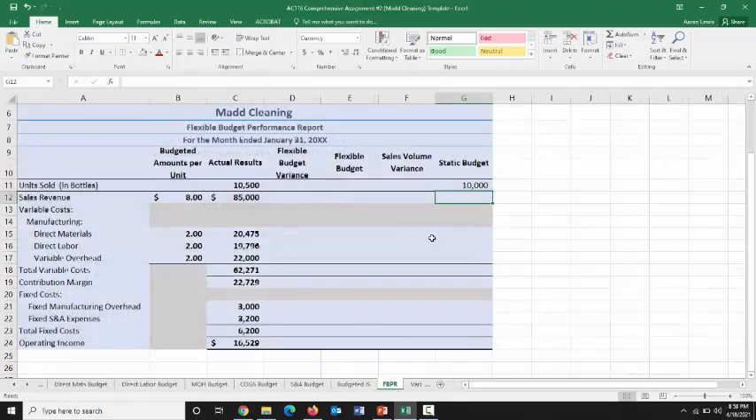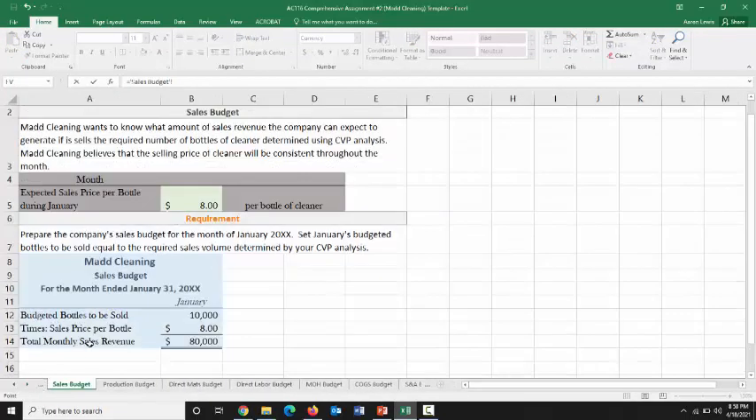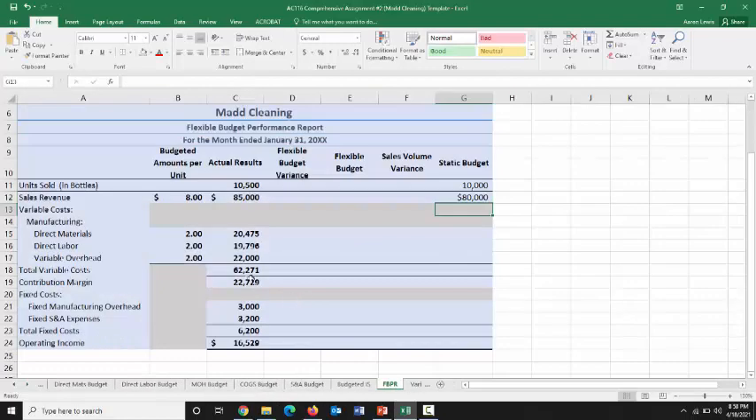Sales revenue. What was our expected sales revenue? According to our master budget, we made a budget for that. We have a revenue budget. If we go back to our revenue budget, we see that we expected to generate $80,000 in sales revenue from the sales of those 10,000 bottles because we were selling them at $8 apiece, which again would be our budgeted number of units sold times our budgeted price per unit.